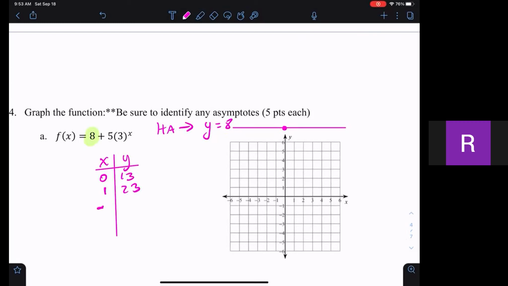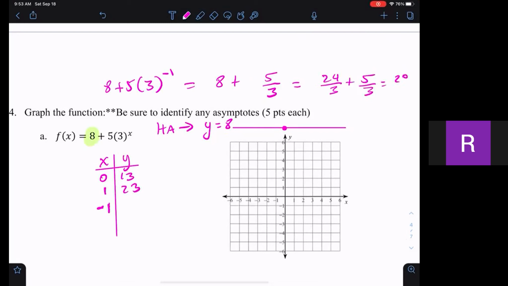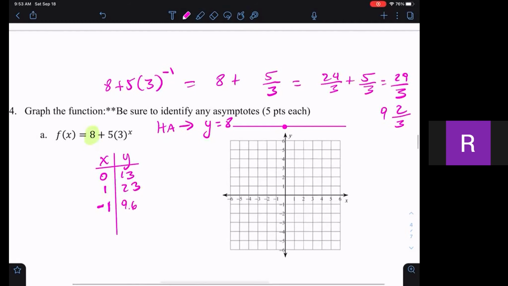And then you can put in -1, just to get the other side. So that's going to be 5 times 3 to the -1, plus 8. This is equal to 8 plus 5 times 1 over 3, which is 5/3, right? So you can find a common denominator here. That's going to be 29 over 3, which is about 9 and 2/3, which is 9.66, right?